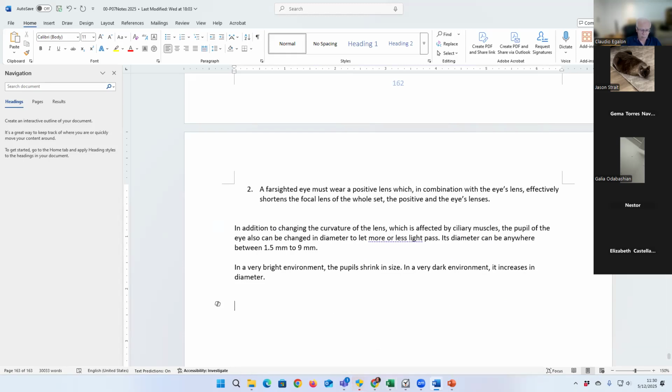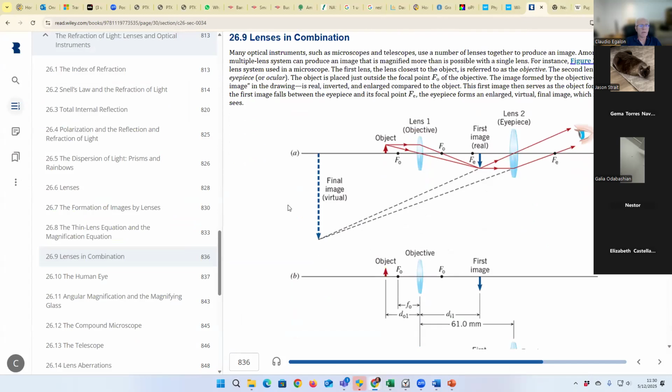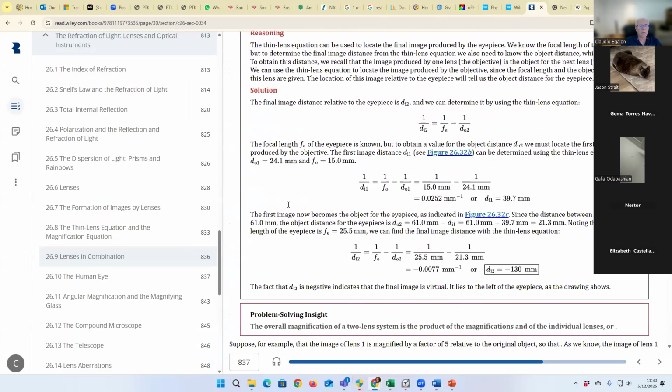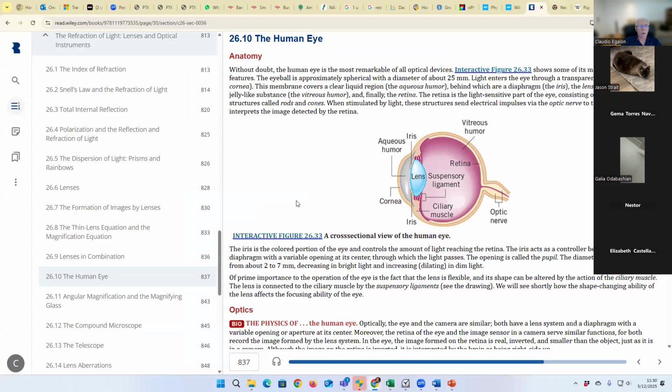Okay, for this book, let's take a look at the book here. Lenses combination. We are not going to do that. Okay, we don't have time to do that. But here you go. The aqueous humor too. Okay, affects. Yeah, I should have put affects the refraction. Cornea, the aqueous humor, and the vitreous humor. Let me fix that there in my notes.